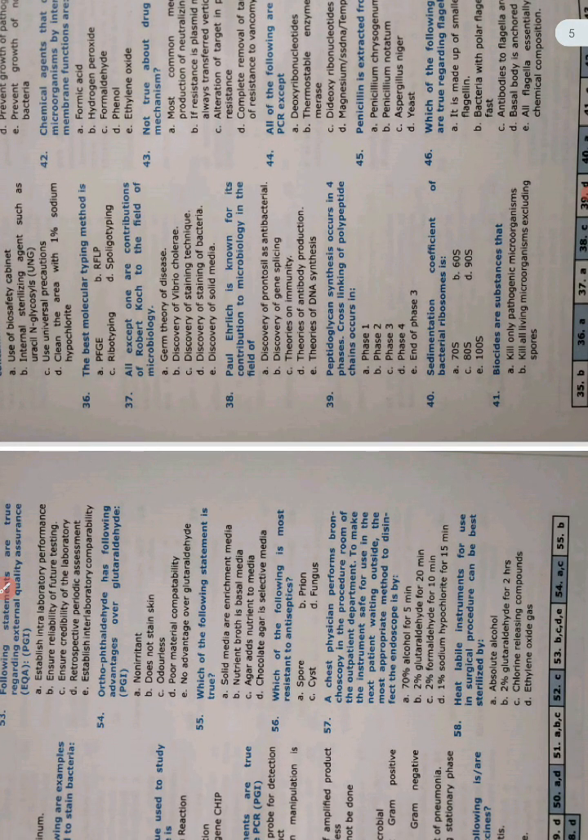Heat labile instruments for use in surgical procedures can be best sterilized by.